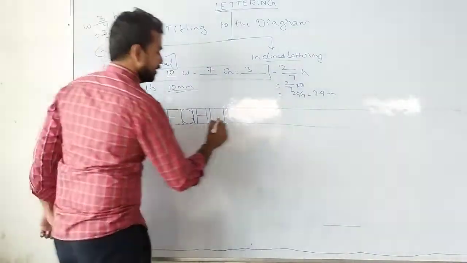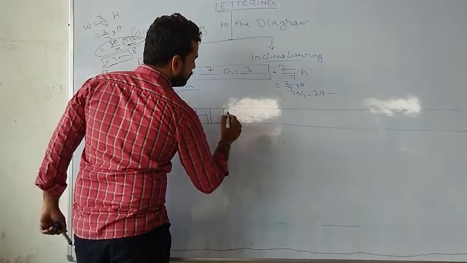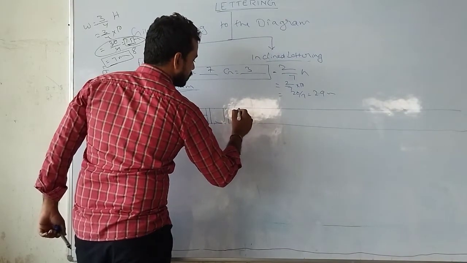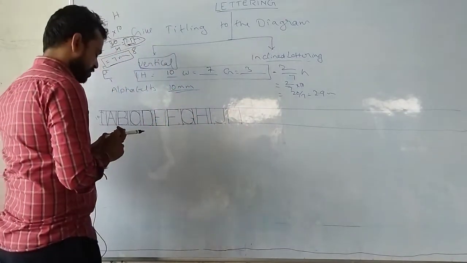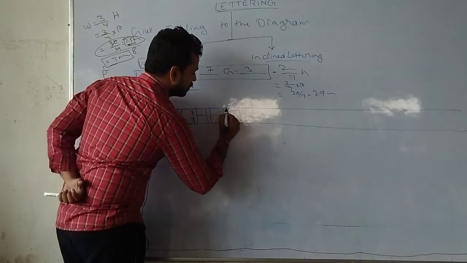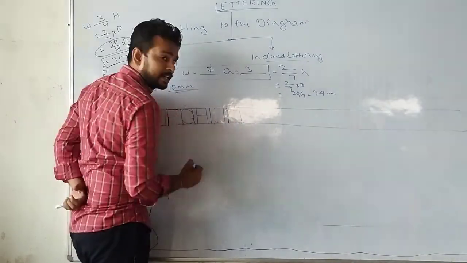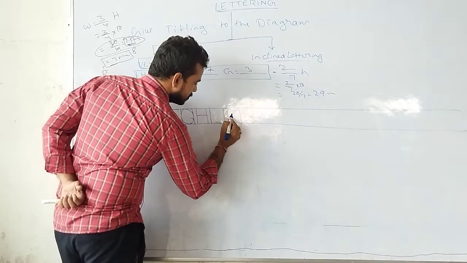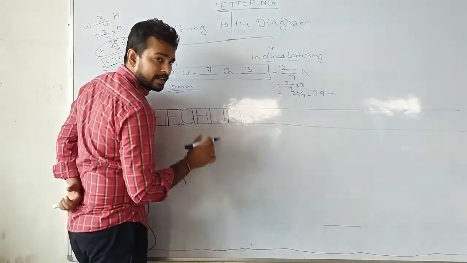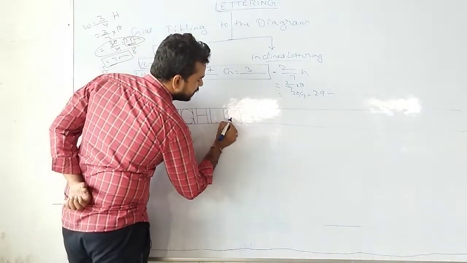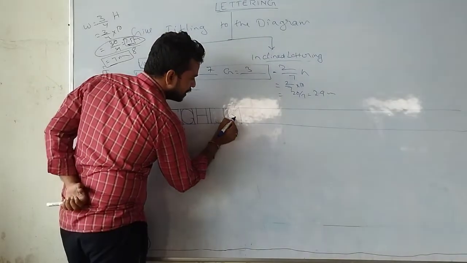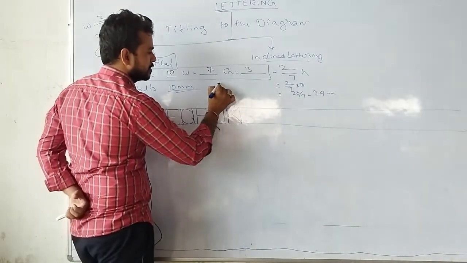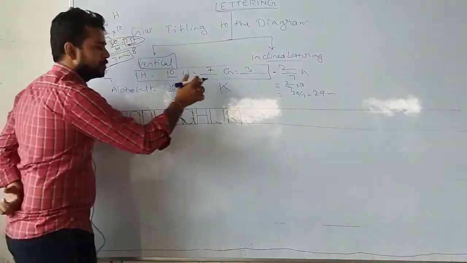Okay. Next, K. Take a 3 mm gap and 7 mm. Please see this. This is the vertical line. Take 5 mm. Join this. You might be thinking that I will join it like this. No, it should be joined like this. See how the K is. This is how the K is.